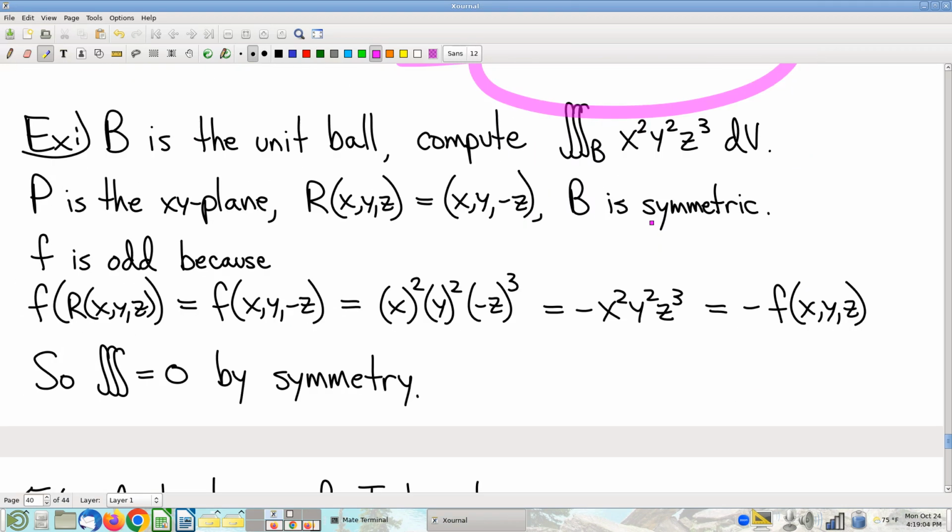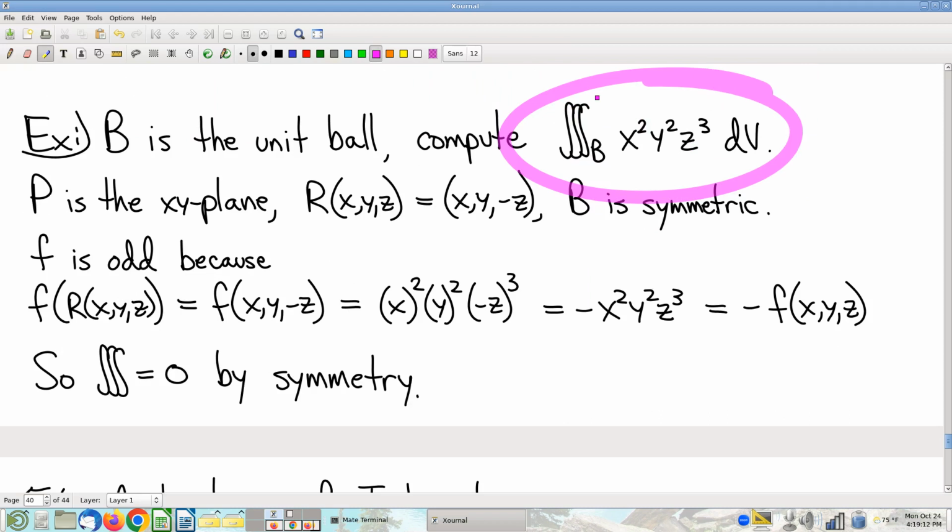So here's a quick example of odd symmetry working in 3 dimensions and a nasty integral. Nasty, not because the integrand is hard, but look at the domain. The domain is a ball. That means that if you use rectangular coordinates, there's square roots everywhere. It's a nightmare. If you use spherical coordinates, smart move, now you've got trig everywhere. And so this is going to be work to crank out this integral.